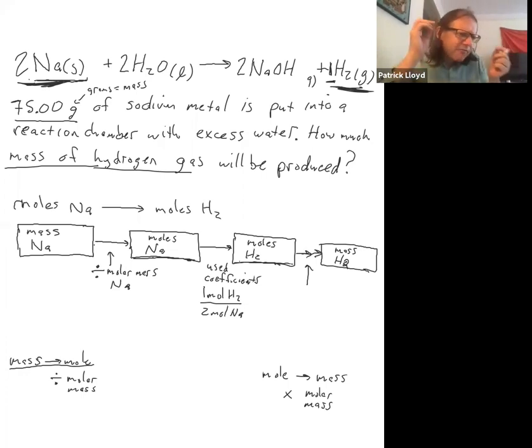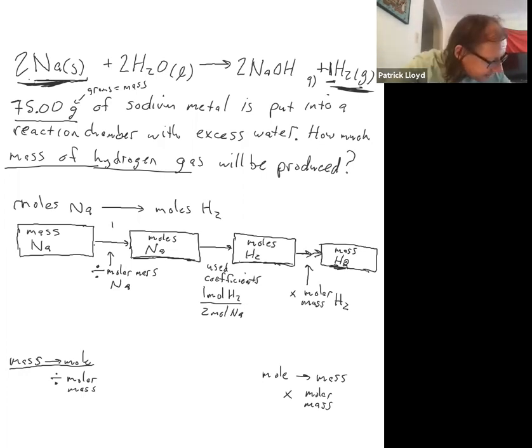But if we can't remember which one we do at which time, then we use the dimensional analysis to help us make sure we're doing it the right way. So what do we do? We multiply by the molar mass of the substance we're interested in, which in this case is H2, all right? So notice this is step 1, this is step 2, and this is step 3.